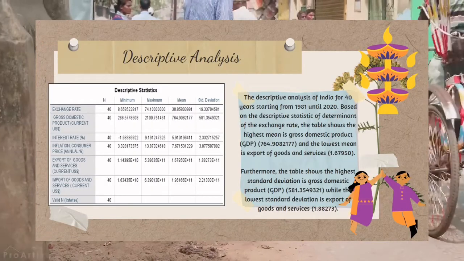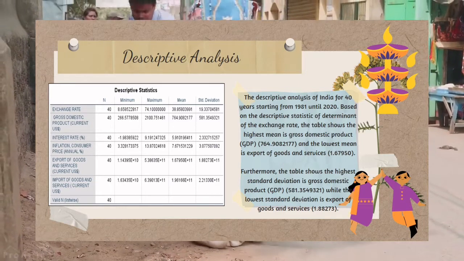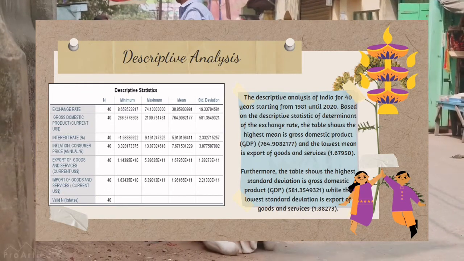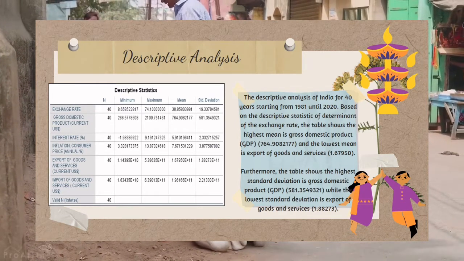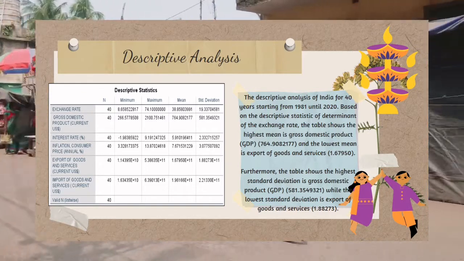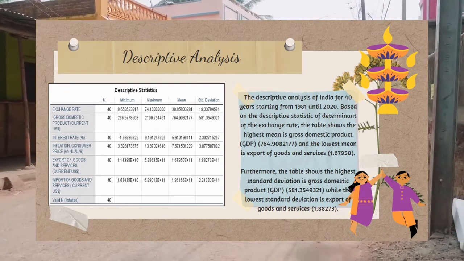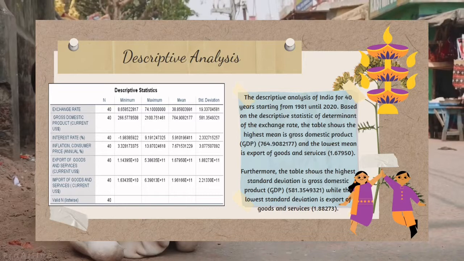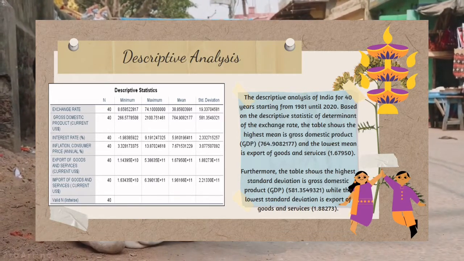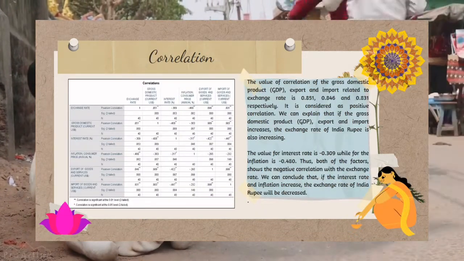Now, we proceed to the descriptive analysis of India for 40 years, starting from 1981 until 2020. Based on the descriptive statistics of the determinants of the exchange rate, the table shows the highest mean is gross domestic product, 764.9082177, and the lowest mean is export of goods and services, 1.67950. Furthermore, the table shows the highest standard deviation is gross domestic product, 581.3549321, while the lowest is export, 1.88273.